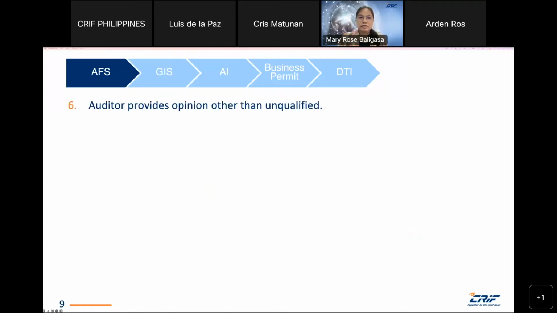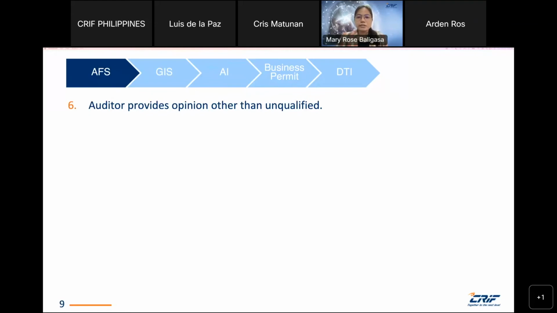Number 6, auditor provides opinion other than unqualified opinion. So since we require audited financial statements, we always take a look at the opinion provided by the external auditor. So what is an auditor's opinion and why does it matter?